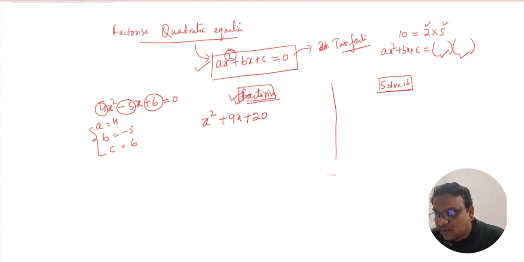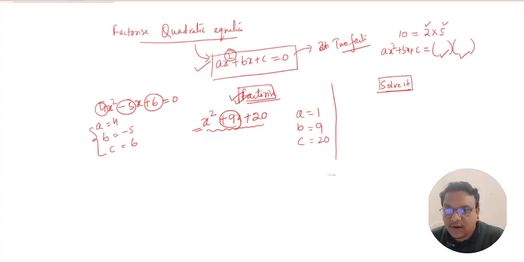Listen carefully. Always try to find out the values of a, b and c first. In this case the value of a is 1, because there is nothing, it means it is 1x squared. B, the coefficient of x, is plus 9. Be careful of the sign. And c is equal to 20. Got it? Yes.